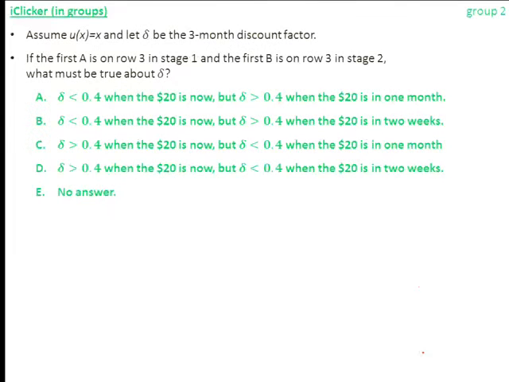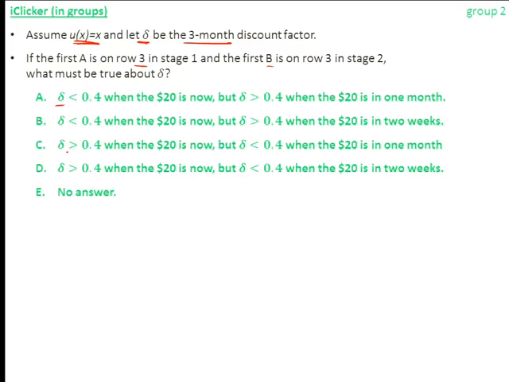Here's what I want to do, and while you're doing it, I'm going to start up the iClicker software. Assume that the utility function is just you get 1 util per dollar, u of x equals x. And then we'll define delta as the 3-month discount factor. In other words, it's how much more you discount outcomes over each 3-month period. So if the outcomes are what you have here, that the first A is on row 3 in stage 1 and the first B is on row 3 in stage 2, in other words, if it's these outcomes, I think I got that right, then which of these statements is true about delta?